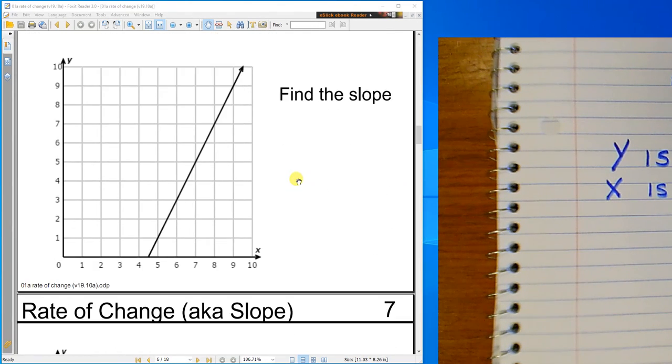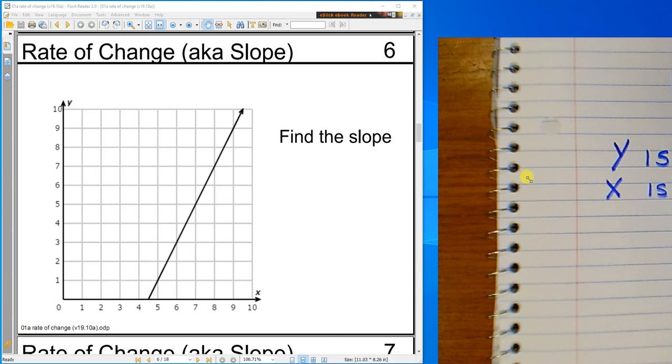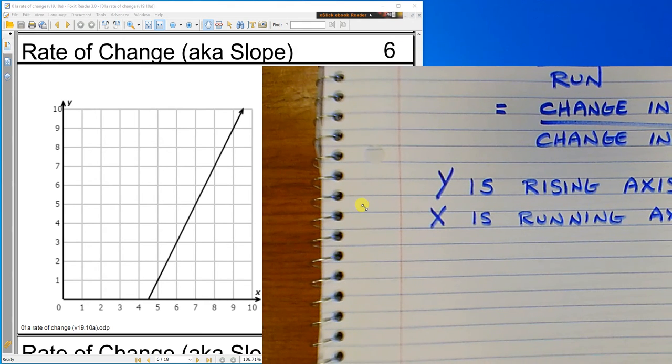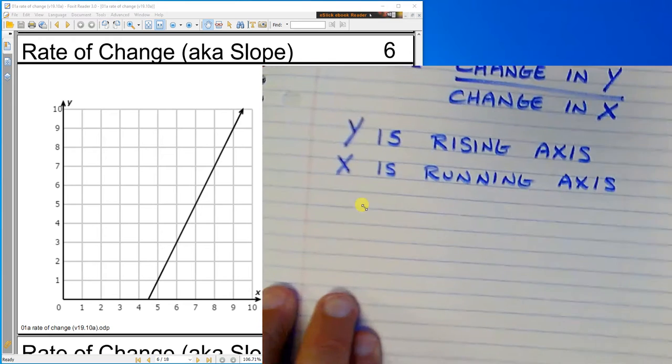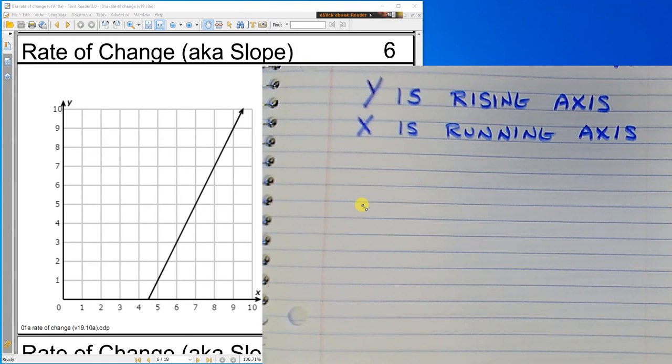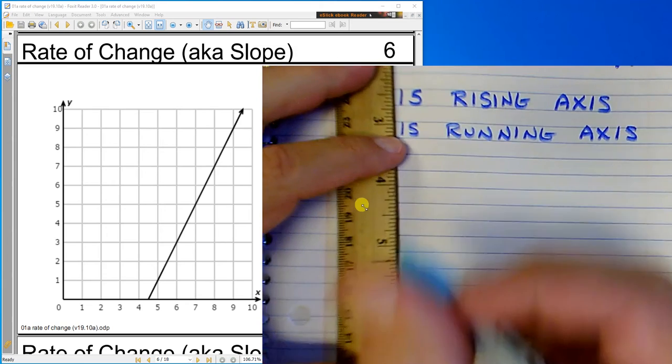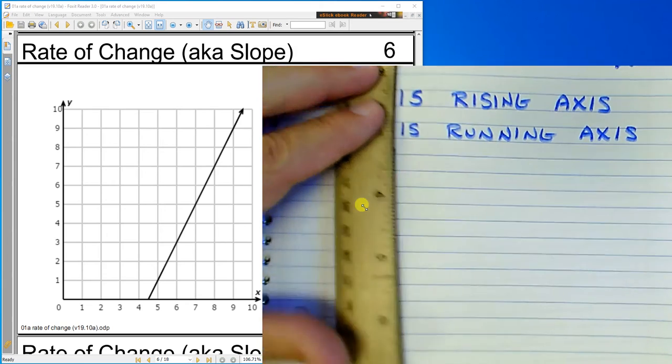So when I look at this graph, I already know how to find the slope of this graph. So we're going to do that in our notes. How do I find the slope of a graph? I find two good points. I draw the slope triangle. I find the rise and run. But we'll put this into our notes. It's not going to be perfect, but we'll make it as perfect as we can.